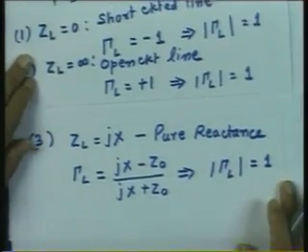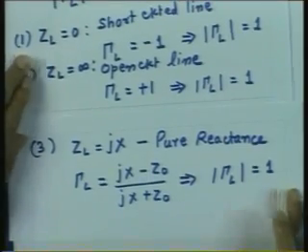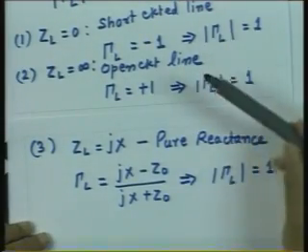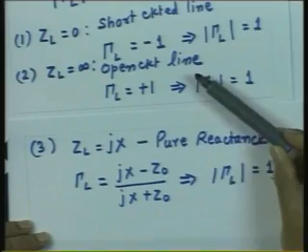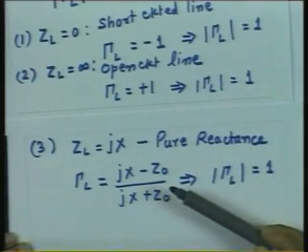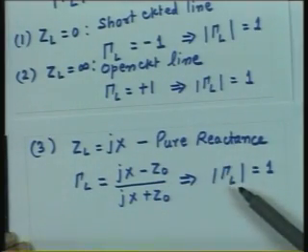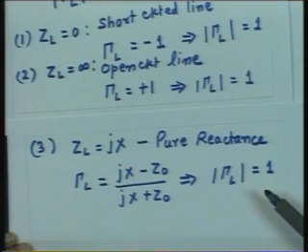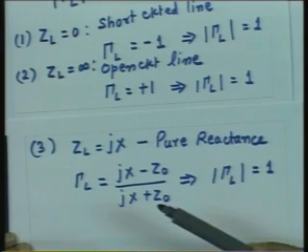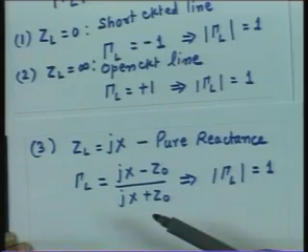So, we have these 3 situations: when the line is short circuited, when the line is open circuited at the load end, or when the line is terminated in a pure reactance. The mod of the reflection coefficient is 1. What that means is, if the line is either short circuited or open circuited or terminated in an ideal reactance, there will be full reflection from the load end. And that makes sense, since with short circuit or open circuit or pure reactance, there is no energy absorbing element available at the load end of the line.